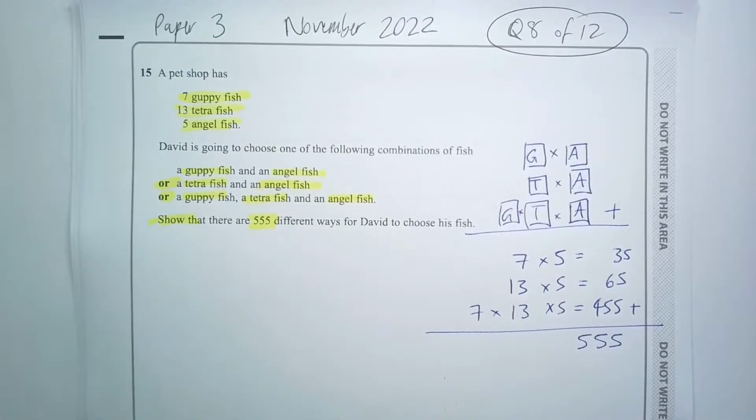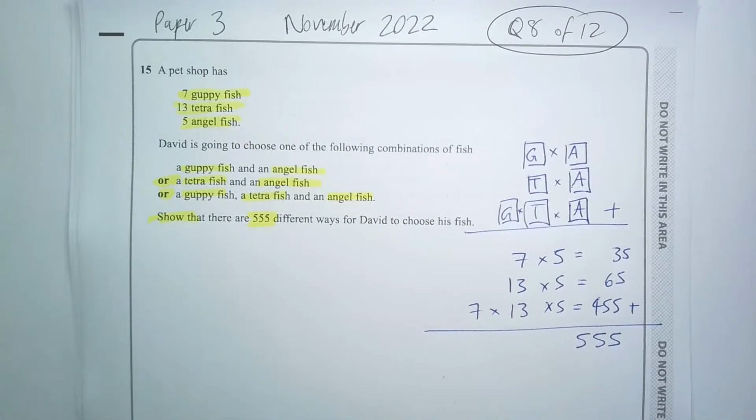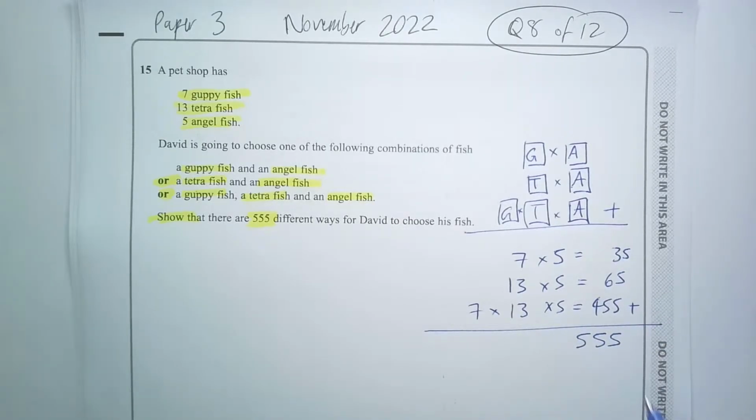You can see the questions are now getting harder. So well done if you got that correct. And where are the method marks? As long as you've got this method working out, that's a method mark. And for the final answer, those are your 2 marks.